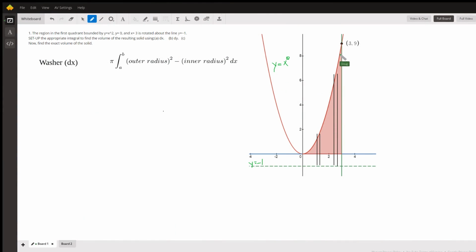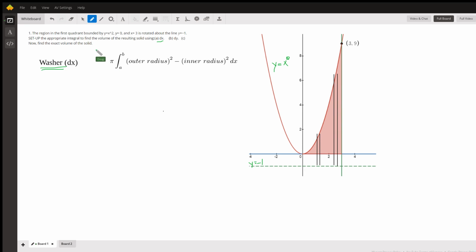Say it's this red region that we want to revolve about the line y equals -1. In part A, we want to use, with respect to x, which means we want to use the washer method, because when you use the washer method, you want your typical washers to be perpendicular to the axis of revolution. On the next board, we'll look at the shell method for calculating that volume.